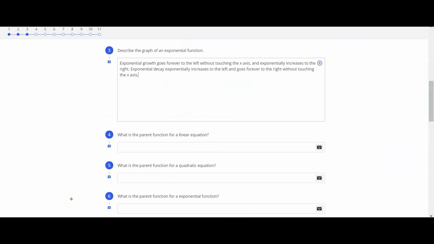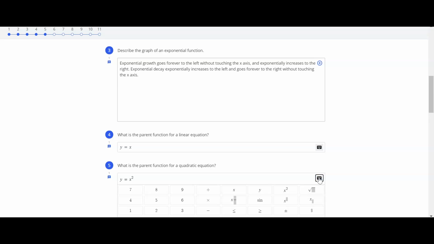Here we go. What is the parent function of a linear equation? y equals x. What is the parent function of a quadratic equation? y equals x squared. And you can get that by hitting this little keyboard, and that's your squared button, right?